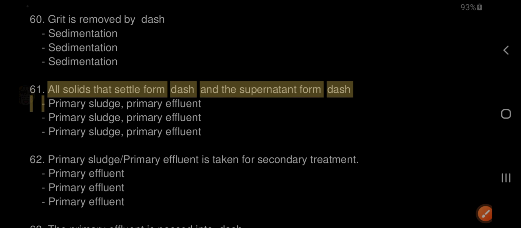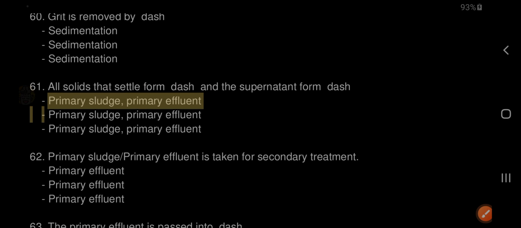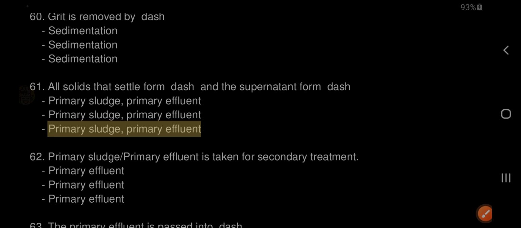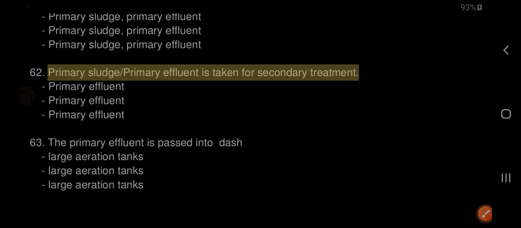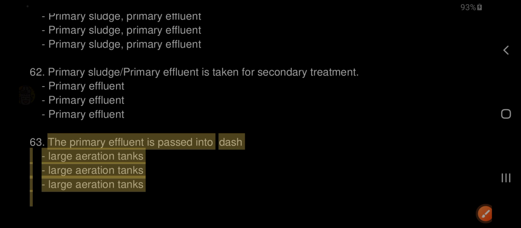61. All solids that settle form primary sludge and the supernatant forms primary effluent. 62. Primary effluent is taken for secondary treatment. 63. The primary effluent is passed into large aeration tanks.